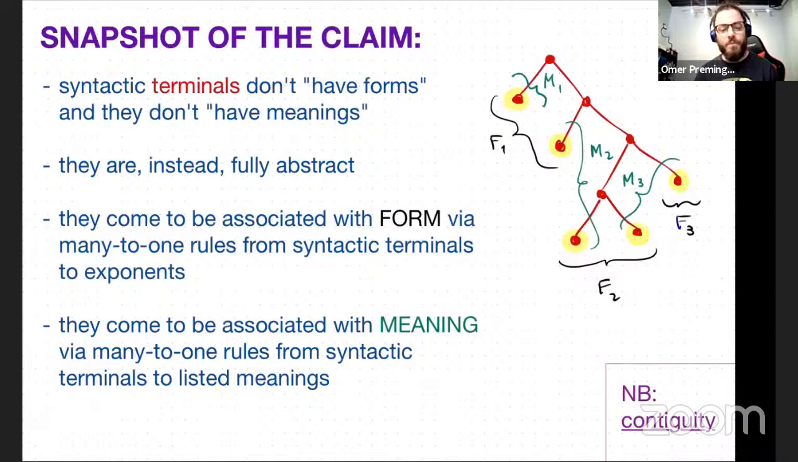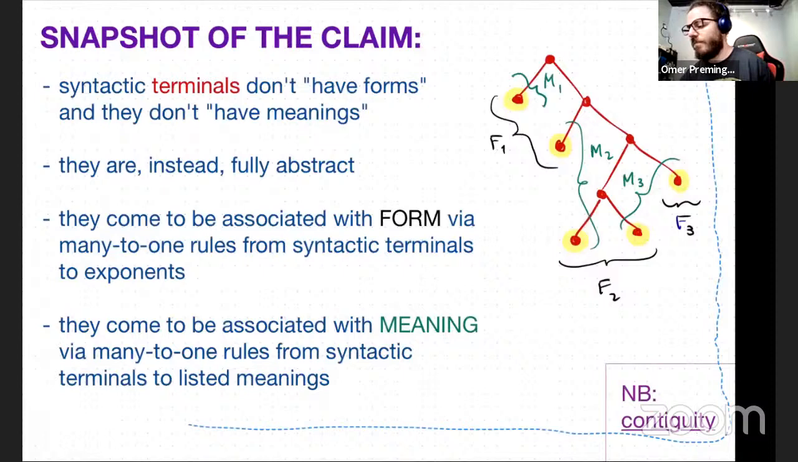And they come to be associated with meaning via many-to-one rules from syntactic terminals to listed meanings. So a many-to-one rule, say, associating these two terminals with a single meaning, and a different rule associating these two with a given meaning, and so forth. Of course, a special subcase of many-to-one mappings is the case where many happens to equal one. So as you see here, is a form mapping rule. I hope this is not clipped off by the right-hand side of the screen.